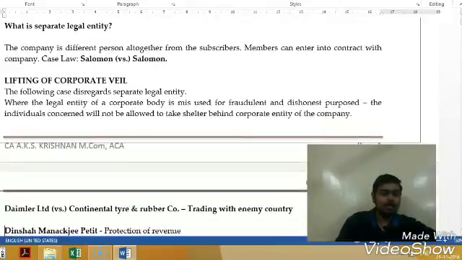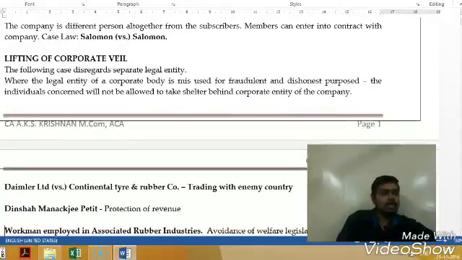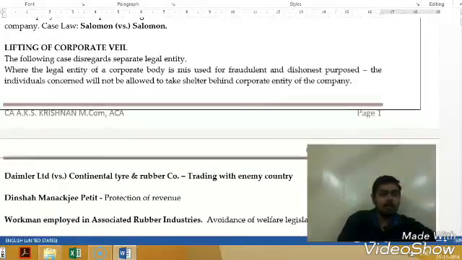Then what is the separate legal entity concept? The members and the company are altogether separate. Members are different, directors are different, the company is different. And this is decided by the case law Salomon vs. Salomon. That is a famous case law. Then lifting of the corporate veil will be studied.